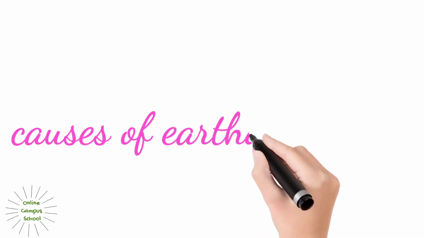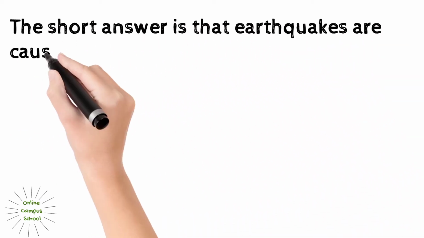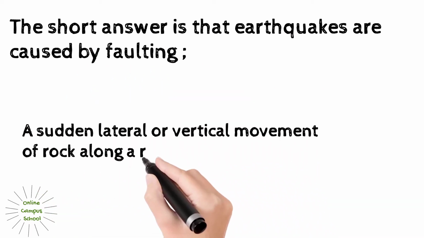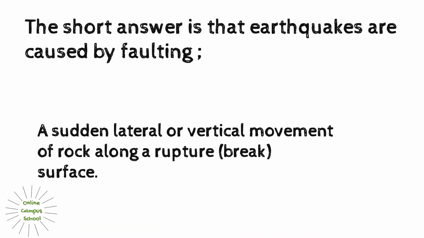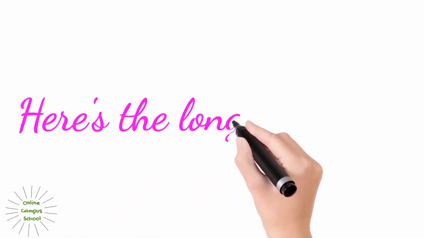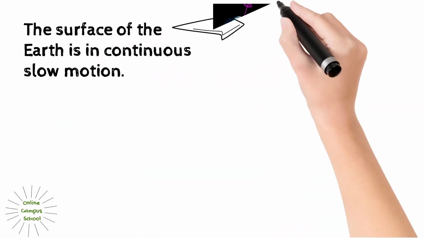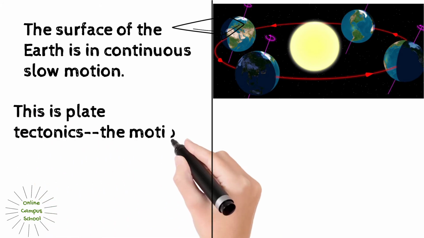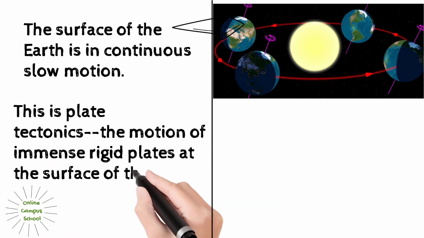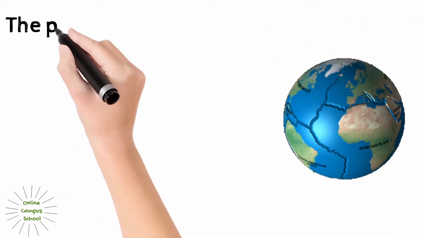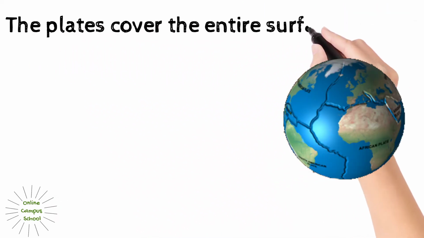Causes of earthquake. The short answer is that earthquakes are caused by faulting, a sudden lateral or vertical movement of rock along a rupture-break surface. Here's the longer answer. The surface of the earth is in continuous slow motion. This is plate tectonics, the motion of immense rigid plates at the surface of the earth in response to flow of rock within the earth. The plates cover the entire surface of the globe.